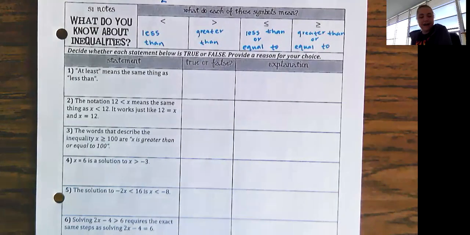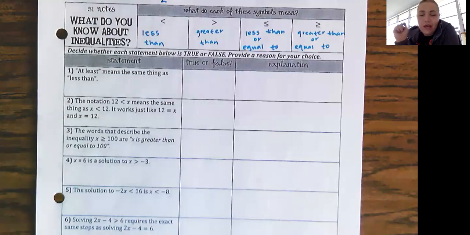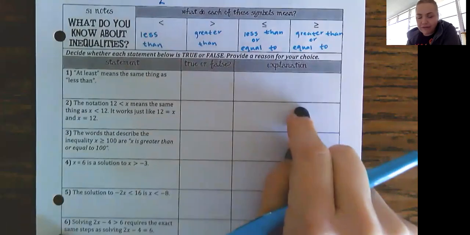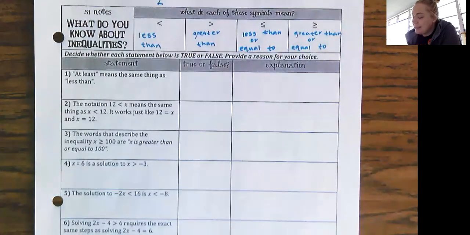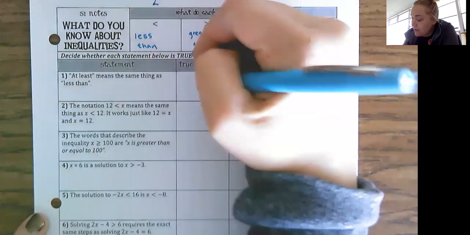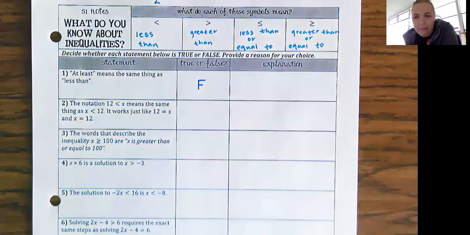All right, you've had a chance to look through these. Hopefully you've got your pencil in your hand still, and we are going to figure out whether or not these were true or false, and you're going to fill in an explanation for each of them. So the first one says, at least means the same thing as less than. Ninth graders, this is false. At least does not mean less than.